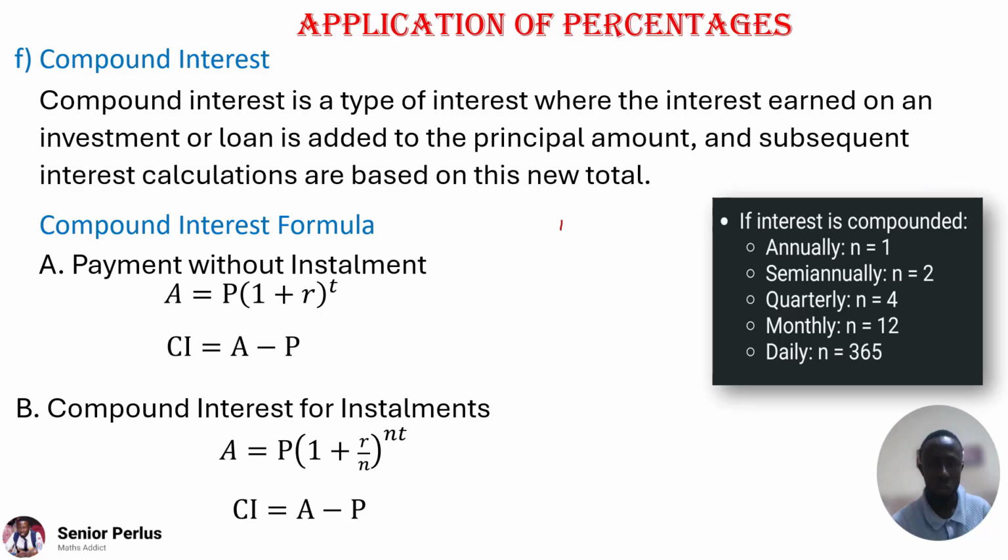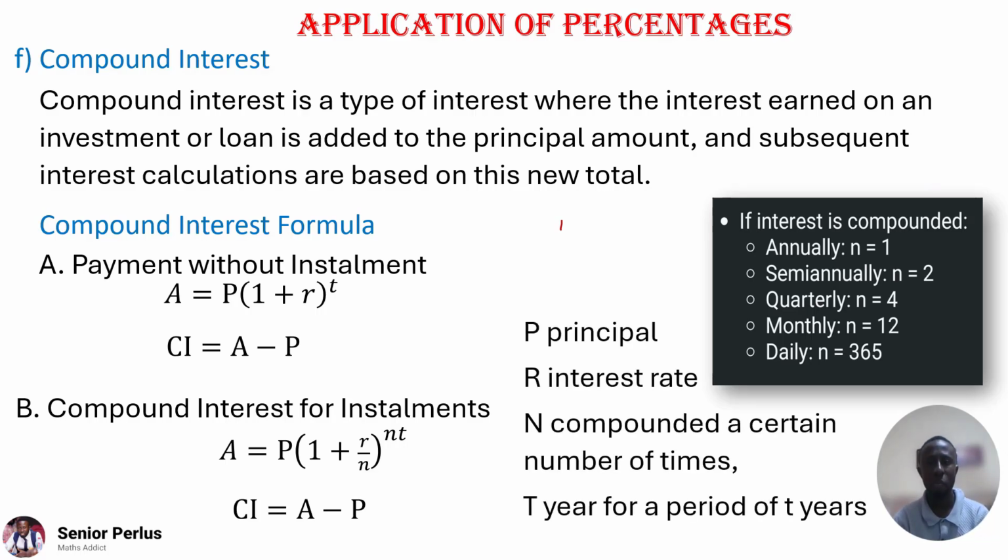365. Good. So we know that P is the principal, R is the interest rate, N is the number of times it is compounded. So since we are using the formula, when it's half a year, please don't say that N is 1 on 2. It's 2. And say it's quarterly, don't say N is 1 on 4. It's 4. Please note that. Give a thumb. Good. Then T is in years, the period. So that's for the compound interest.